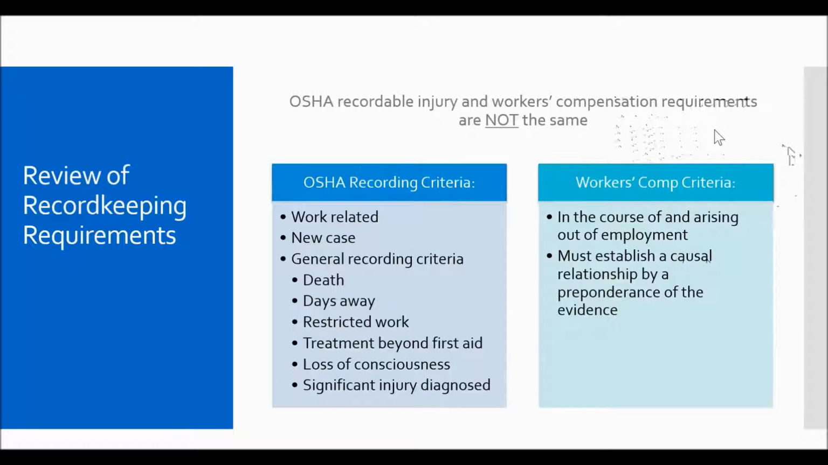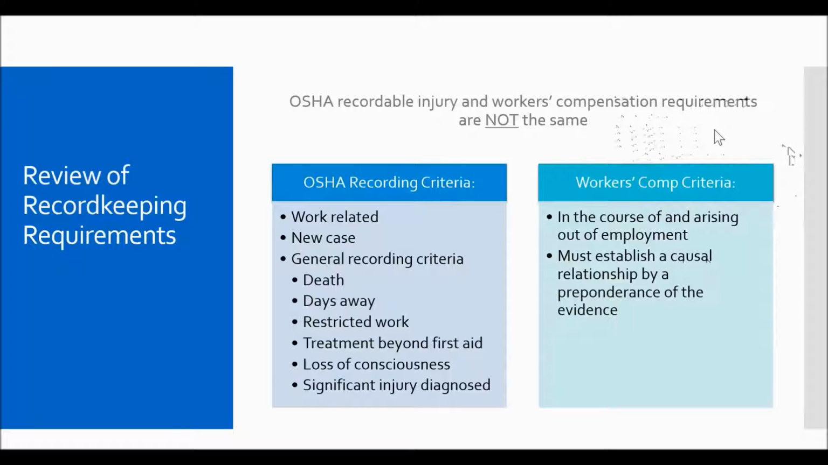The first, what is the OSHA recording criteria? Well, it must be work-related. It has to be a new case. In other words, if it's a re-aggravation of a prior recorded injury, you don't have to record it. And then they give what I'll call some general outcomes from injuries. Obviously, most serious is death, and then we go down to days away, restricted work, any treatment beyond the first aid that's listed in the guidelines, loss of consciousness, or a significant injury that's been diagnosed. So that's your OSHA criteria.